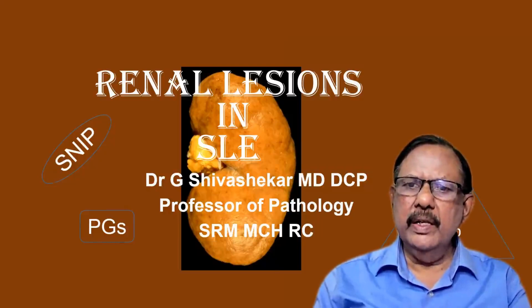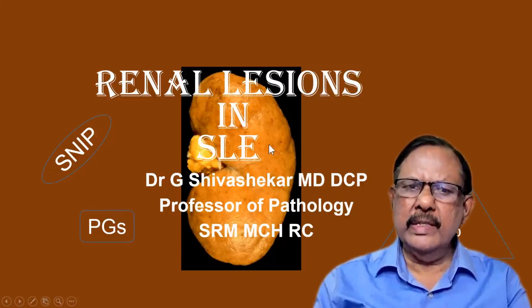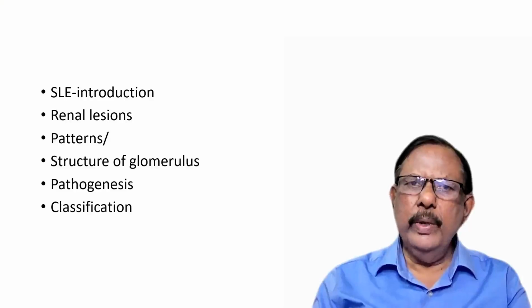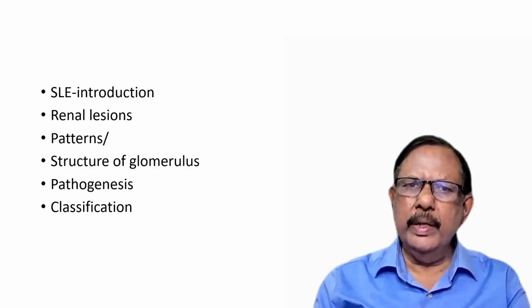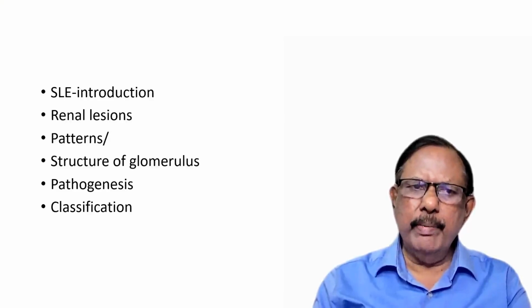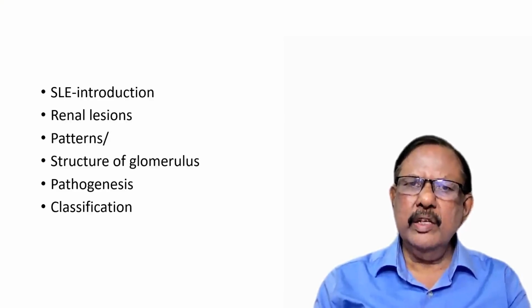This class started with a suggestion on the wire loop lesions from one of my students and ended up in the renal lesions in SLE for SNP for postgraduates. Short notes in pathology: always think of the subheadings. The subheadings will take you to the answer. It can be introduction, the renal lesions, patterns, the structure of the glomerulus, very, very important, pathogenesis and classification.